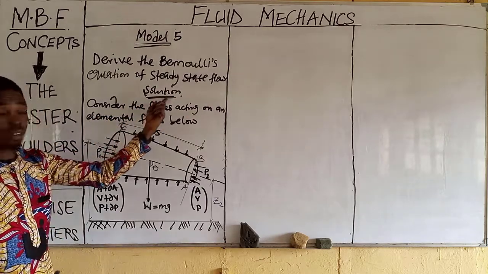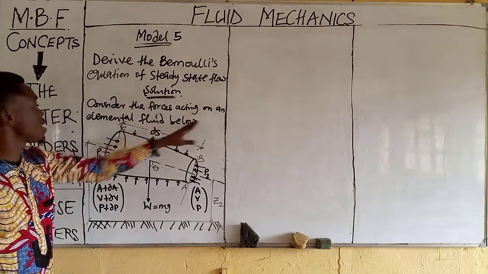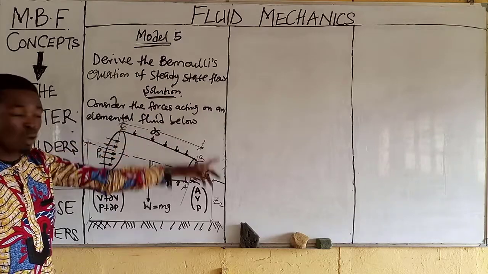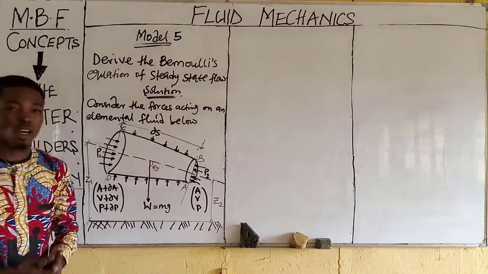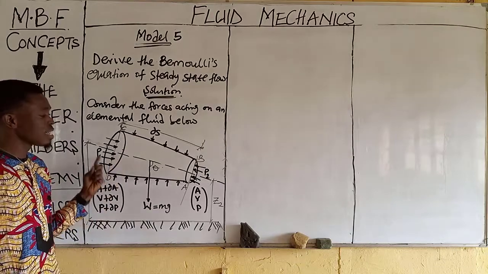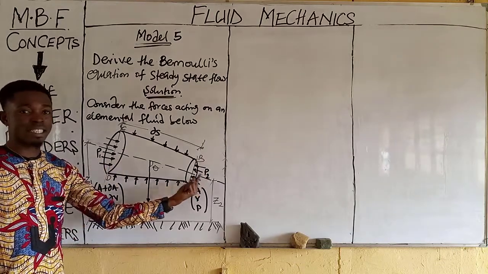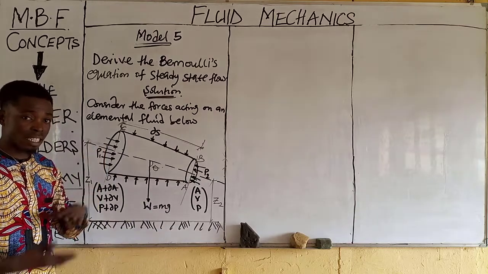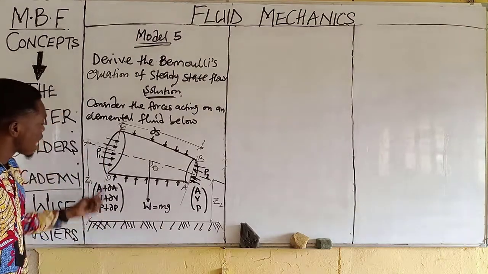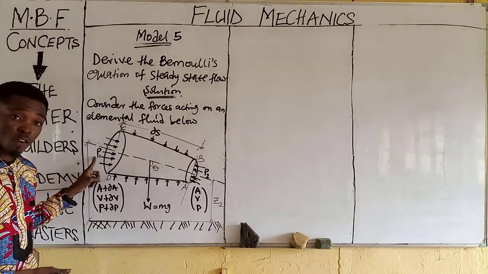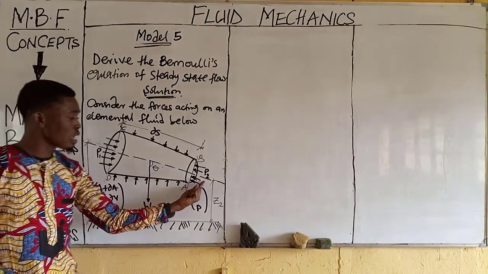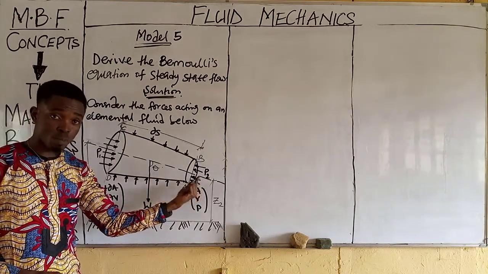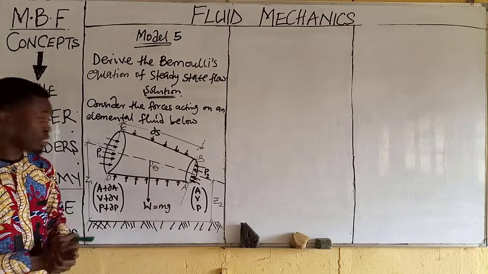Now we have the solution. Consider the forces acting on the elemental fluid below. This is the section, or this is the conveying vessel, this is the entrance, this is the exit. This can be the exit, while this other end is the what? Entrance. Now at this point we have a pressure here, and at this other end we have another pressure here, which is P2, while this one is P1.